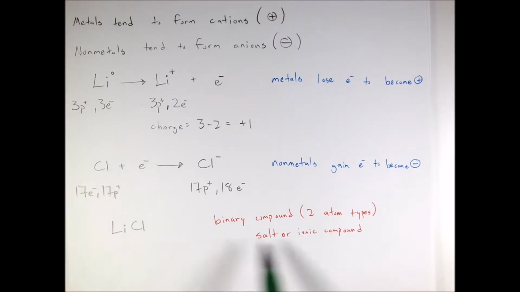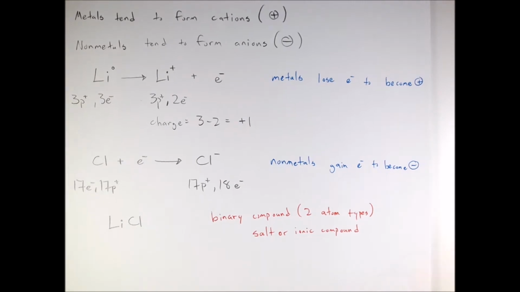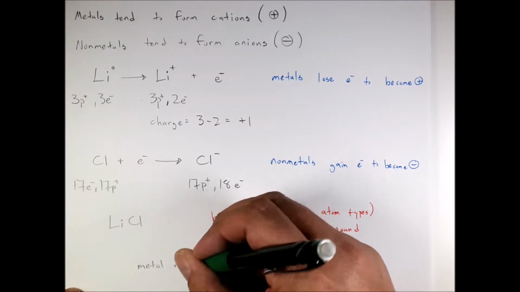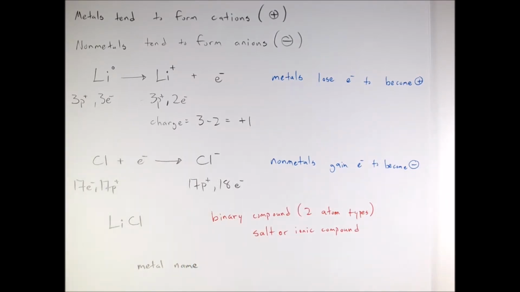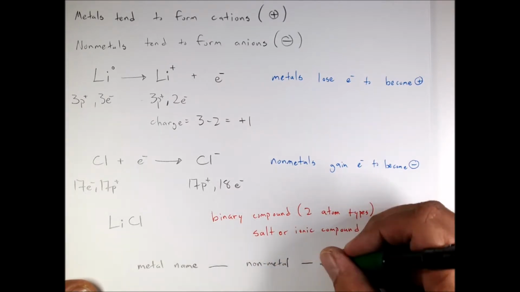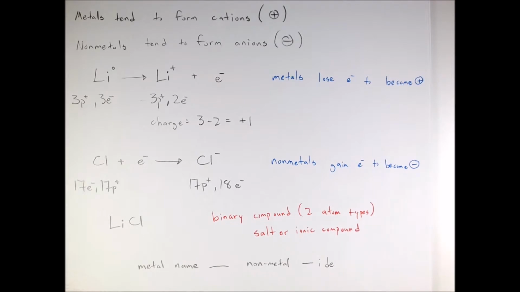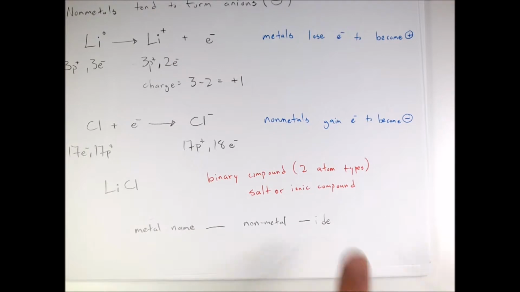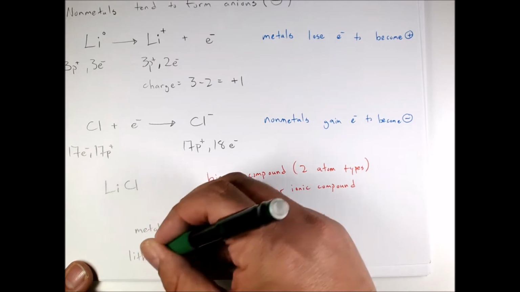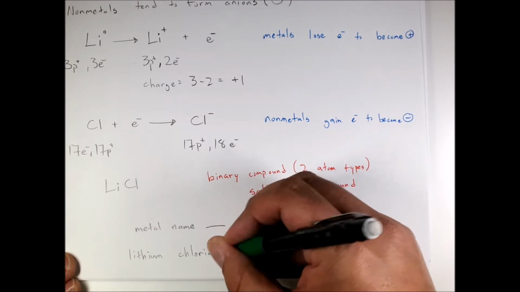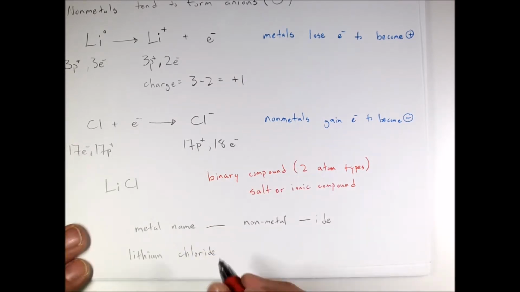All right, in naming a binary compound, you simply state the name of the metal, as it reads on the periodic table. You then have the non-metal name, however, we give this the IDE suffix. So metal name, space, non-metal name with the IDE suffix. So the way we name this compound is lithium, and then we have chlorine there, so we're going to say chloride. Notice here we have the IDE ending.